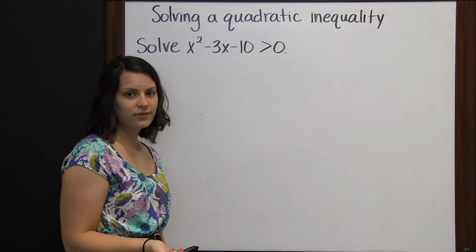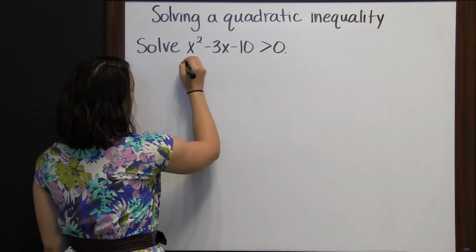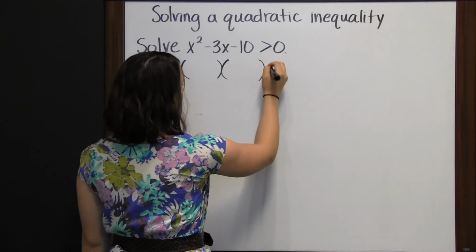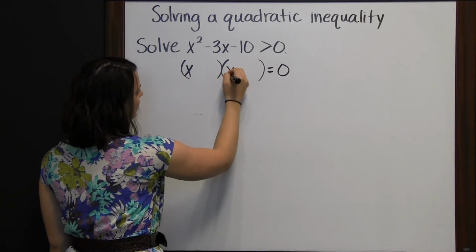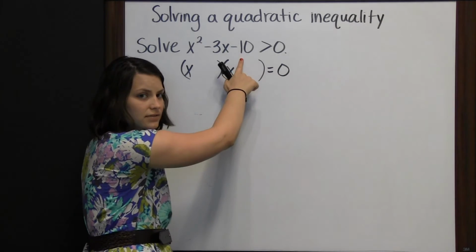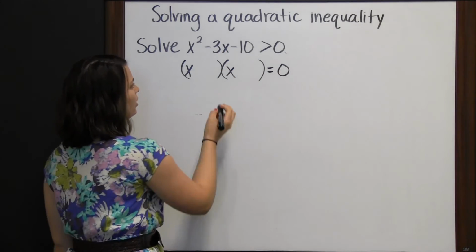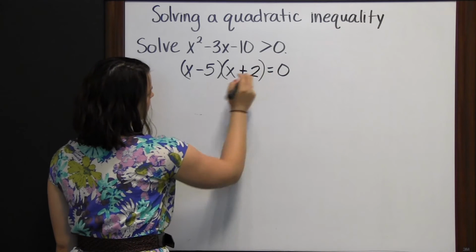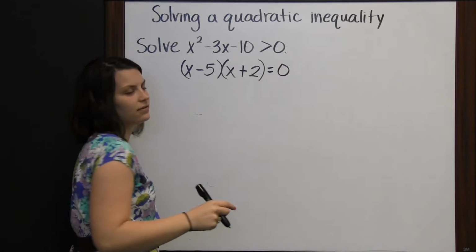The other way to solve is to factor, and that's the way we're going to do it here. So I'm going to factor x squared minus 3x minus 10, and I'm going to solve it as an equation first. So I'm going to change our greater than to an equal sign. So I know this is an x and an x, so that when I FOIL, I get my x squared. And I need two numbers that have a product of negative 10 and a sum of negative 3. So those numbers would be negative 5 and positive 2. Negative 5 times 2 is negative 10, and negative 5 plus 2 is negative 3.